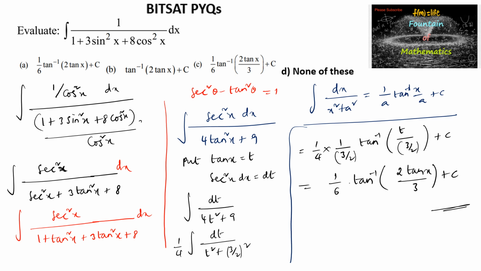1 by 6 tan inverse of 2 tan x divided by 3 plus c. Option C we can go.